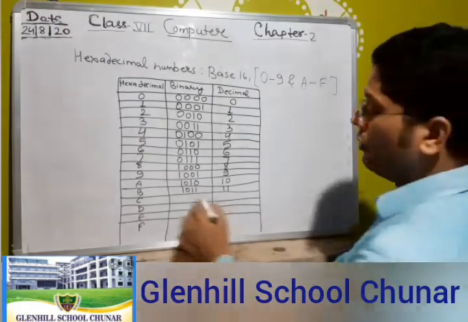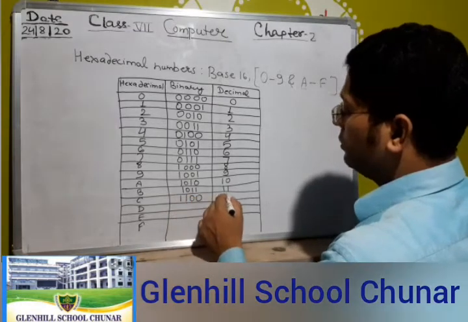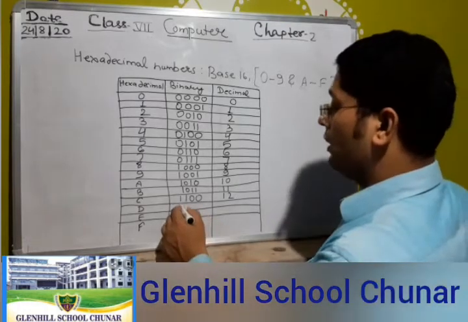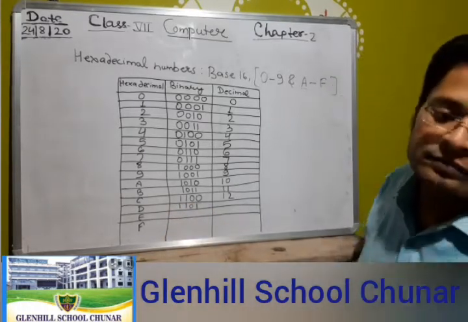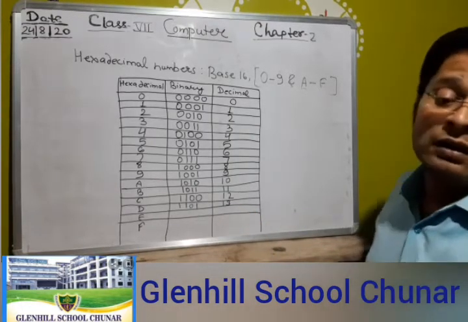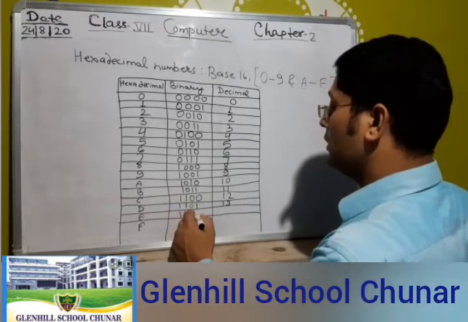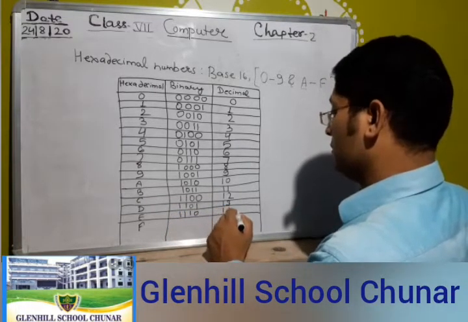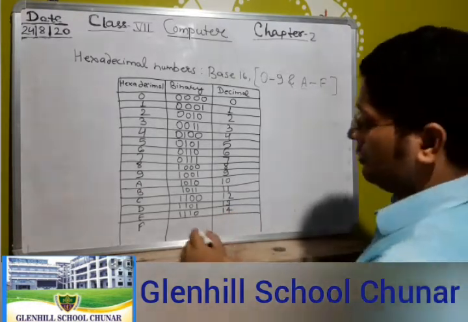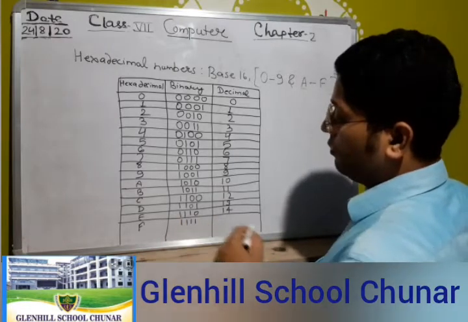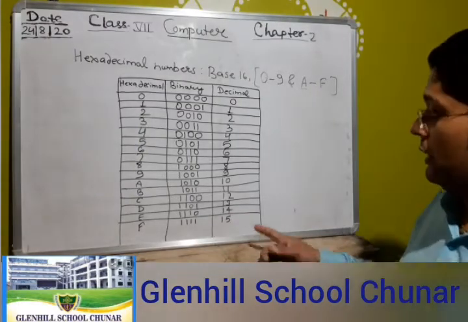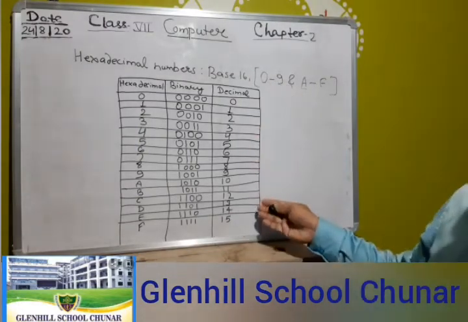Okay, and C is 1100, that's 12. And D hexadecimal is 1101, that's 13. And E is 1110 and that's 14. And F is 1111, that's 15. So the total number is 16.